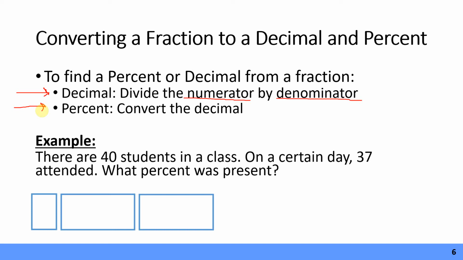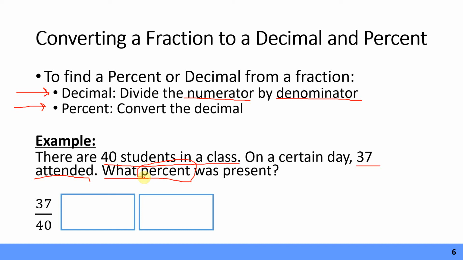In this problem, we have a scenario. We have 40 students in a class, and then on a certain day, 37 attended. So what percent was present? They're asking us to find a percent. So the first thing we're going to have to do is actually come up with a fraction, which shouldn't be that complicated. So in a fraction, remember the numerator is going to be the number that they give us. The denominator is going to be the total that they also give us, right? So we have 37 students out of the 40.